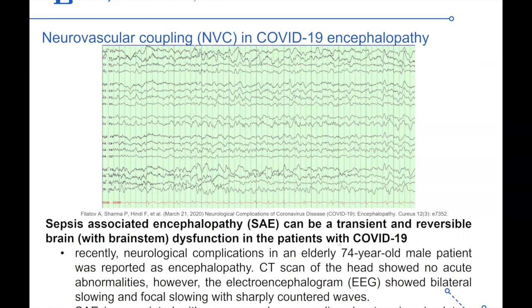So anyway, this is something that's very new, and we have just started applying this for COVID-19 cases. And this is important because in SAE, we already know very well that there is a possibility of neurovascular uncoupling, which is due to microcirculatory dysfunction and low blood flow. And this can, of course, be detected with fNIRS and EEG, and that's our goal.